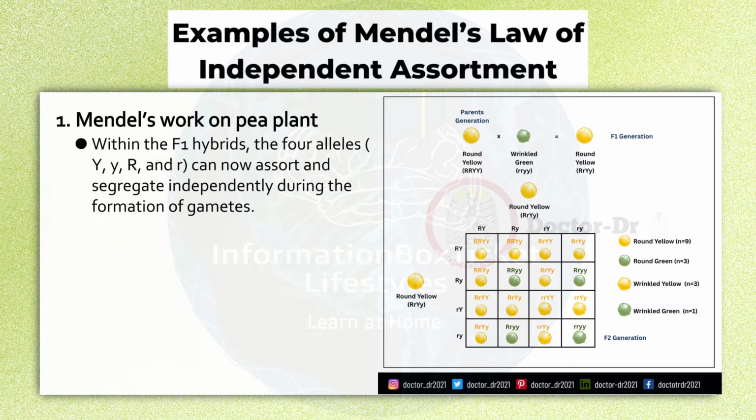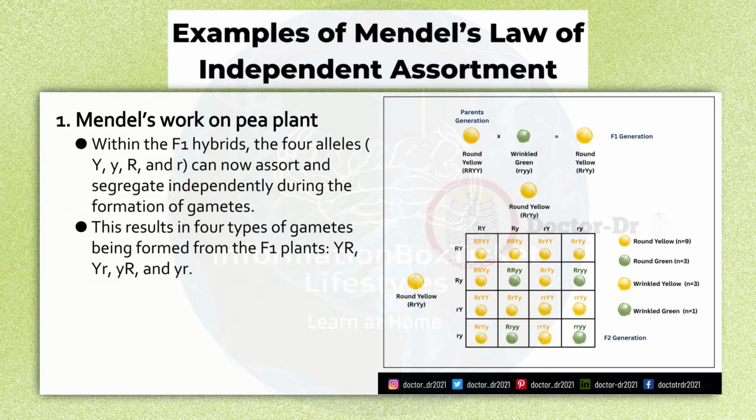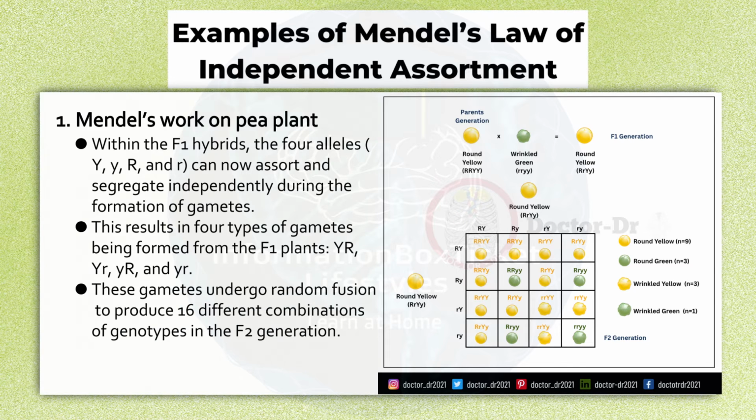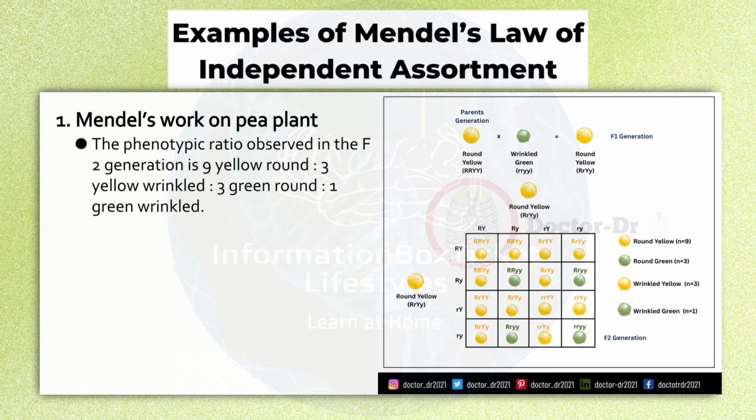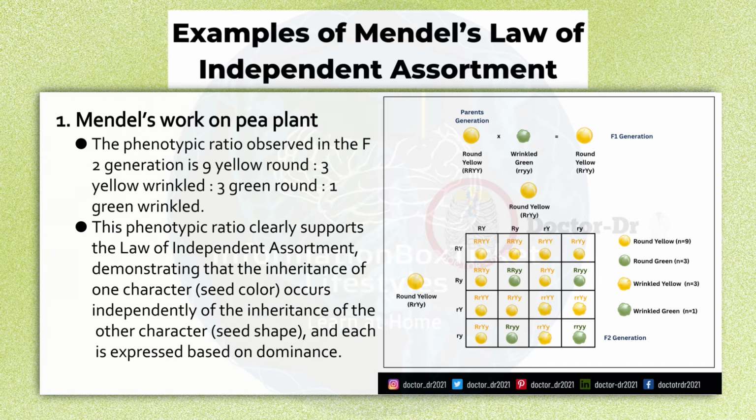shape. Within the F1 hybrids, the four alleles Y, y, R, and r can now assort and segregate independently during the formation of gametes. This results in 4 types of gametes being formed from the F1 plants: YR, Yr, yR, and yr. These gametes undergo random fusion to produce 16 different combinations of genotypes in the F2 generation. The phenotypic ratio observed in the F2 generation is 9 yellow round to 3 yellow wrinkled to 3 green round to 1 green wrinkled. This phenotypic ratio clearly supports the law of independent assortment, demonstrating that the inheritance of one character, seed color, occurs independently of the inheritance of the other character, seed shape, and each is expressed based on dominance.